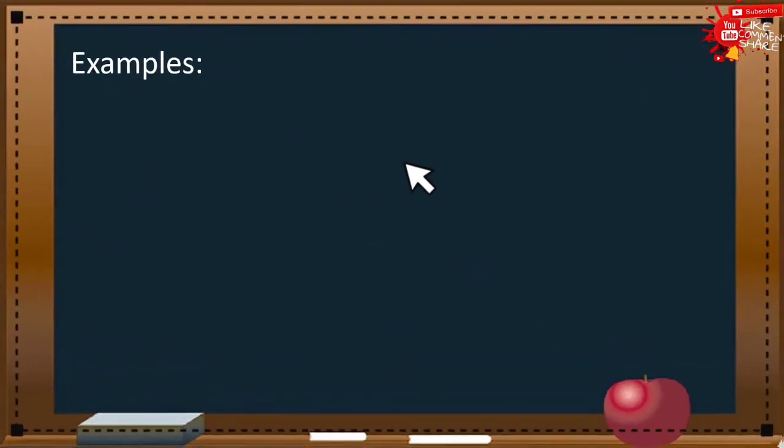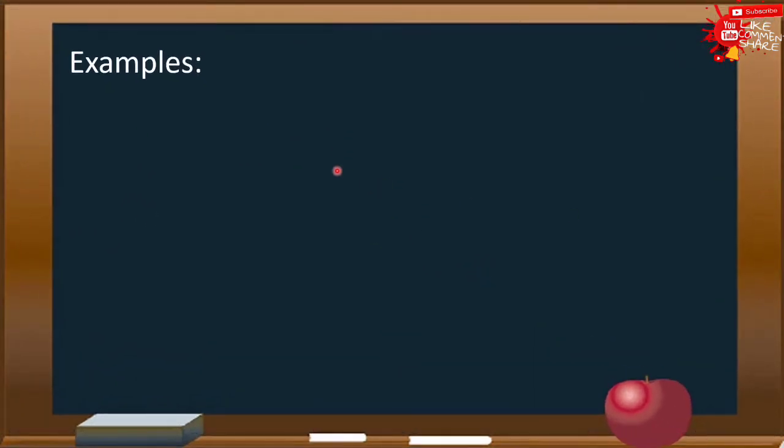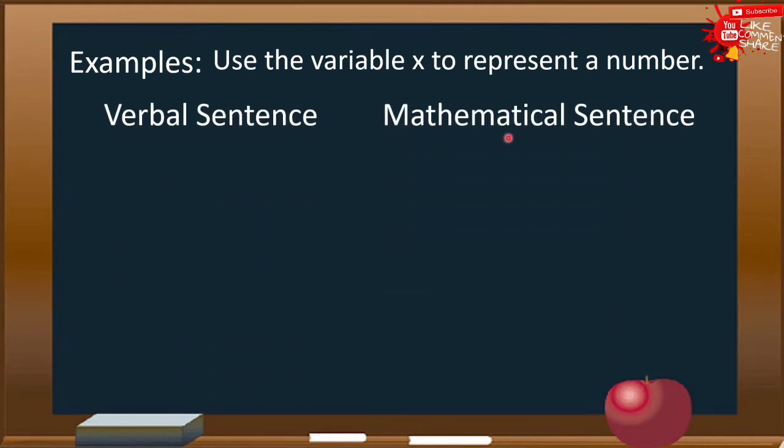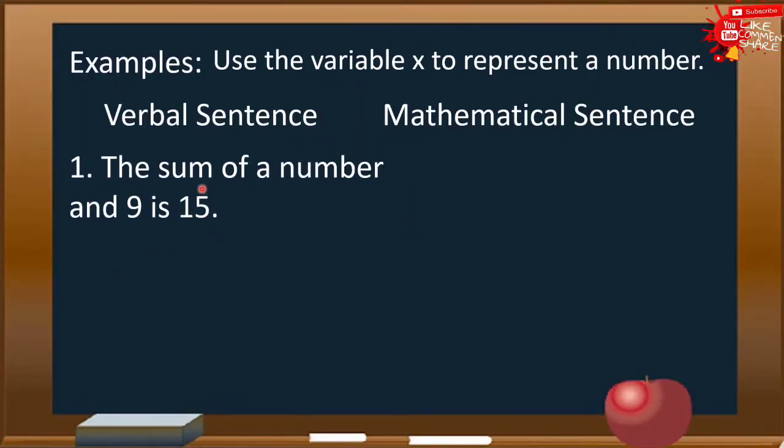Okay? So let us have examples of the translation of verbal sentences to mathematical sentences, and use the variable x to represent a number. Let us have the verbal sentence and then the mathematical sentence. Example number 1: the sum of a number and 9 is 15. So we have the word sum, then a number.